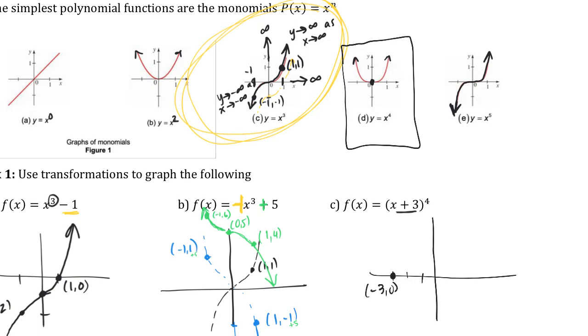And then our y-intercept, we find the y-intercept always by putting 0 in for our input. So we would have 3 to the 4th, which is 81. So it's pretty steep, and then it goes way up because that y-intercept needs to be up all the way to 81.